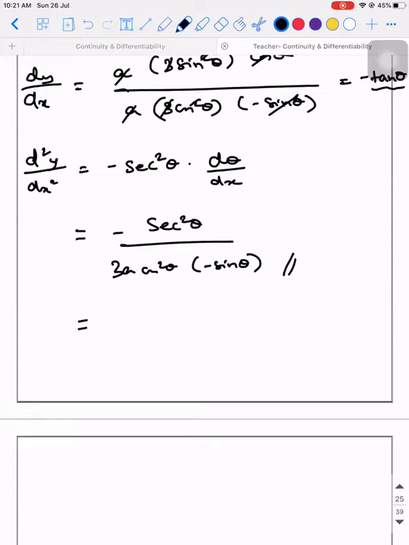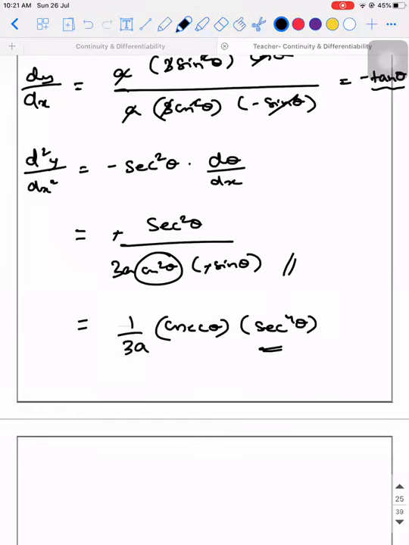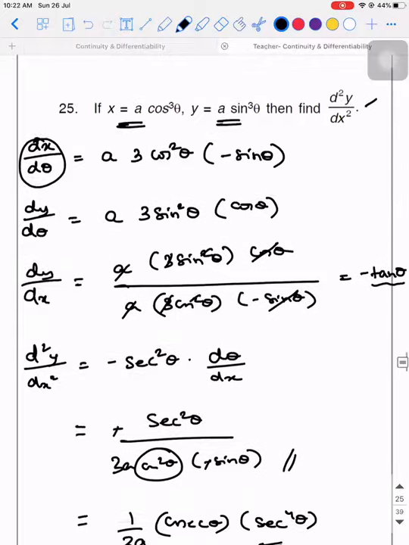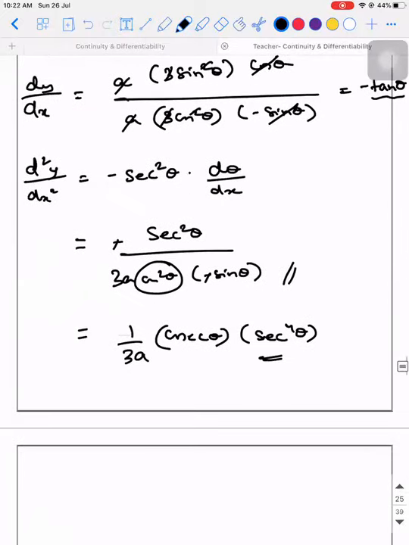So what will it be? Minus 1 by 3a. Cos square theta goes to the numerator, it becomes secant square. So 1 by cos theta, so minus and minus will get cancelled. So 1 by 3a into 1 by sin theta is cosecant theta into secant power 4 theta. I think this is the answer, right? 1 by 3a into cosecant theta. Right? Yes, sir. Okay. Shruti, got it? Yes, sir. The next one, what is the next doubt?